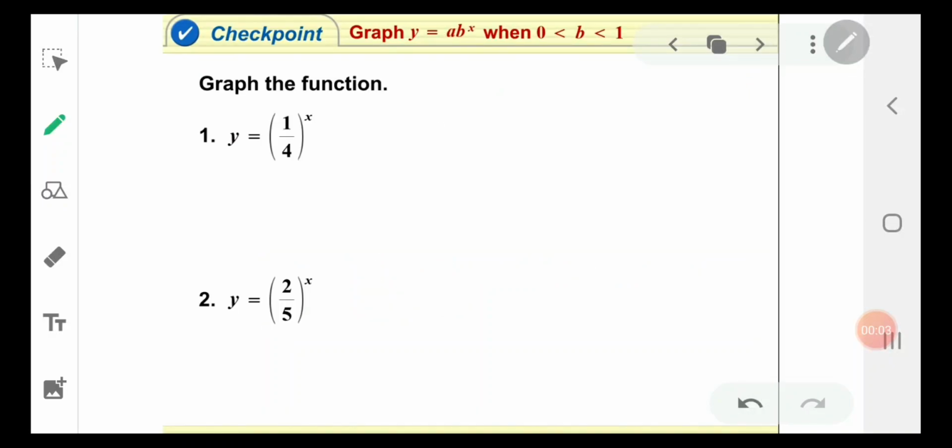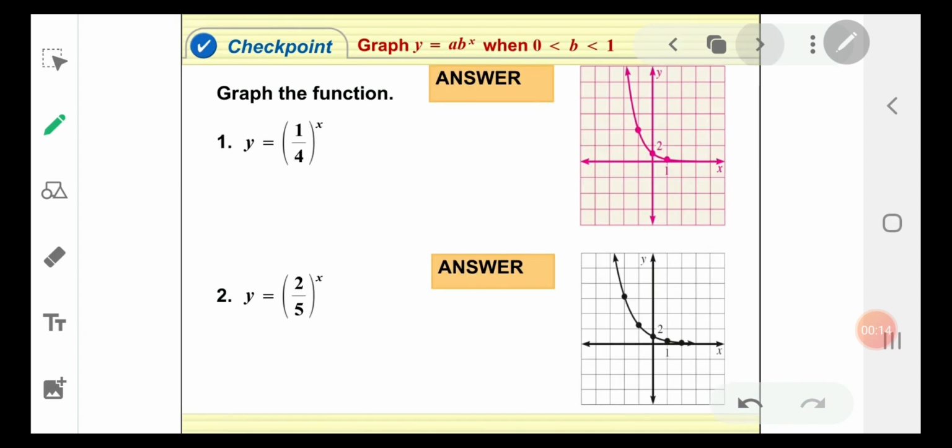Now it's your turn. Pause the video. Get your copybook, the square paper, your pencil, and a ruler. Try to graph those given functions. Hopefully you did it all correctly. Now you can check your answers. Check each point here in the graph. Compare them with your answer. Inshallah, you did them all correct.